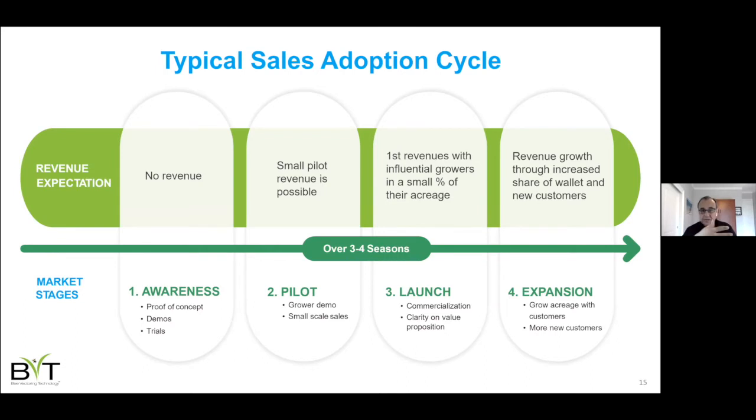By the third season, you start seeing revenue from influential growers. And that's a very important stage because at that point, you've picked the growers that you're doing business with. They're really getting experience with you on a larger scale. And ultimately, through word of mouth, your business then expands as it goes into the fourth stage, where you're now talking about increasing penetration, market share, new customers, et cetera.